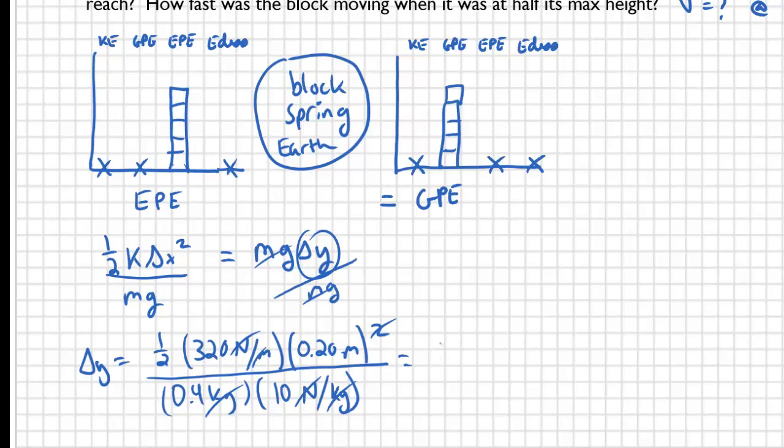So our delta y is going to be equal to 1.6 meters, which is our change of position. And so we're going to go ahead and say that we made it 1.6 meters from the starting point. I don't know how far it is off the ground, but that doesn't matter.